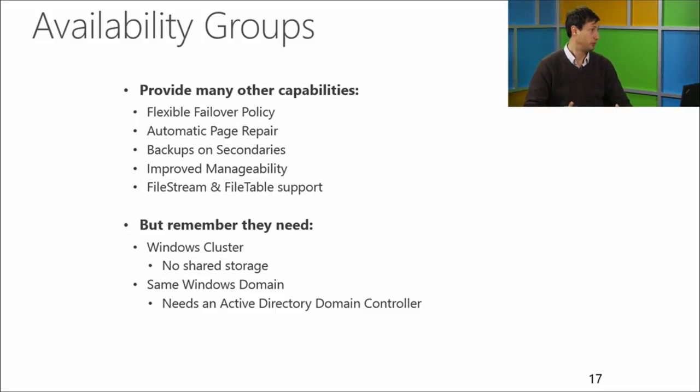Something that is important to remember is with availability groups, you need to install a Windows cluster. Right? You don't need shared storage. Some people sometimes believe that they need it. You don't. All you need is to install a Windows cluster between the machines. And these machines need to be part of the same Windows domain. So you need to make sure that if you configure this in the cloud, you configure an Active Directory domain controller. And we have all the instructions on how to do this.